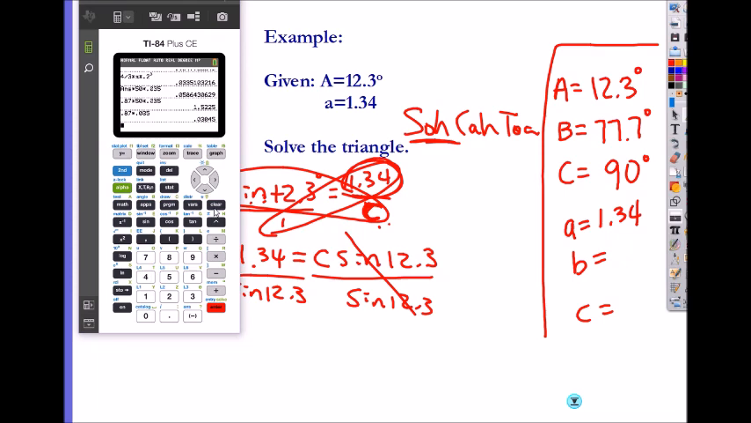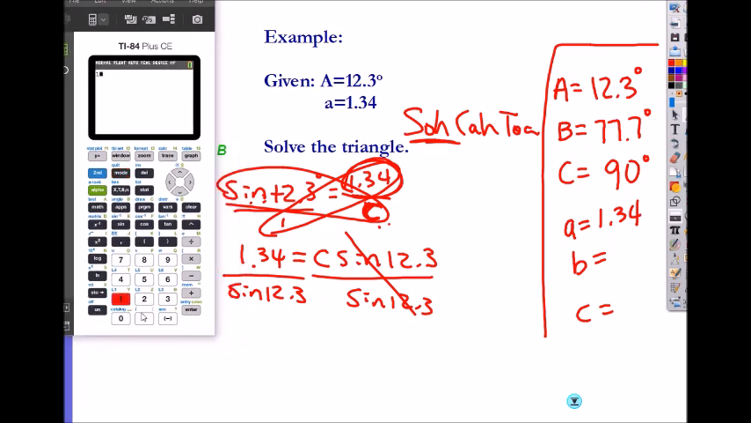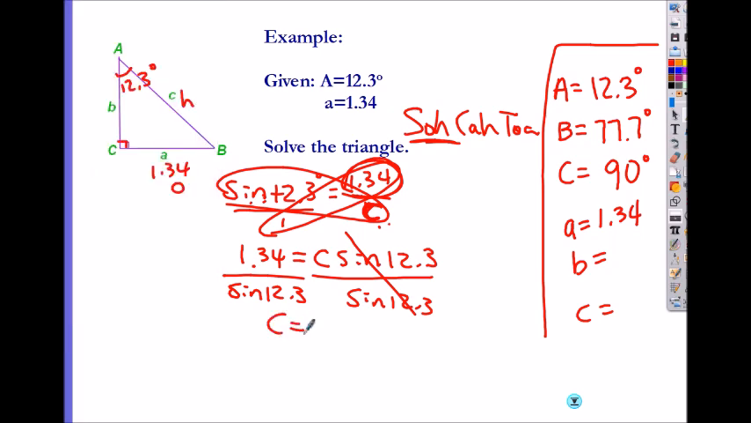So then what do you get? 1.34, and make sure your mode is in what? Degrees. 12.3 is in degrees, right? So I do 1.34 divided by sine of 12.3. Round to the 3rd decimal. So I get 6.290. So here, c is 6.290.